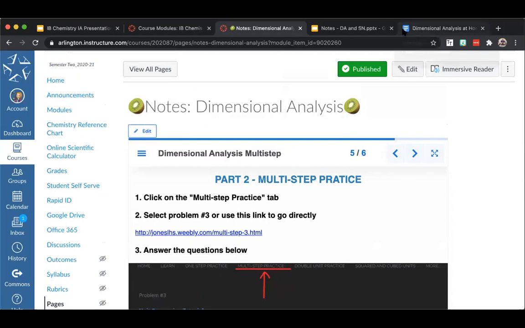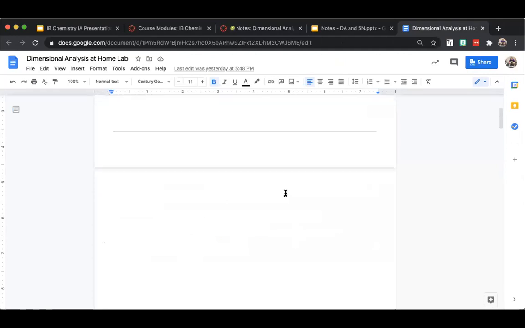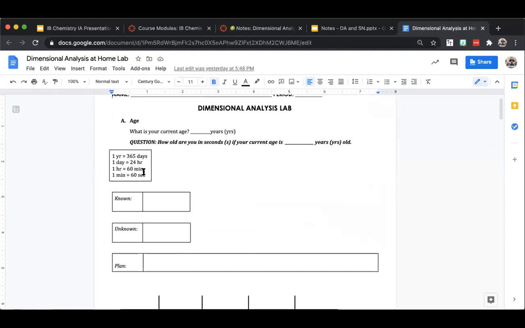And then for your assignment, this is your actual assignment. I think there are 4 or 5 different conversions on here. So you're doing kind of an at-home lab. The first one's just your age. So if you're 15 or 16, however many years, write your number of years here. And then it says how old are you in seconds if your current age is, and so you'll put your age here again in years. And then here are some possible conversion factors.